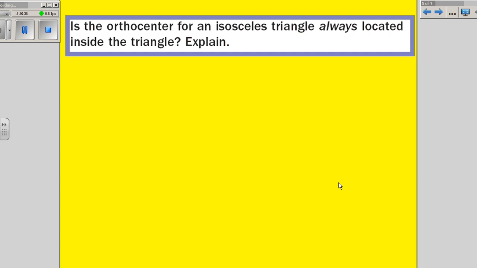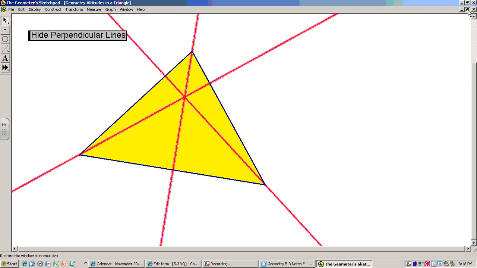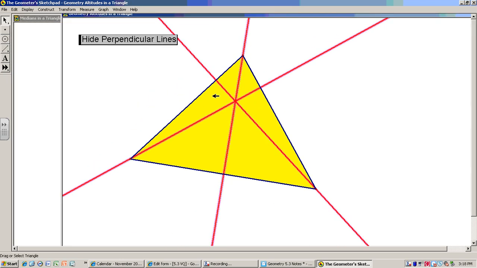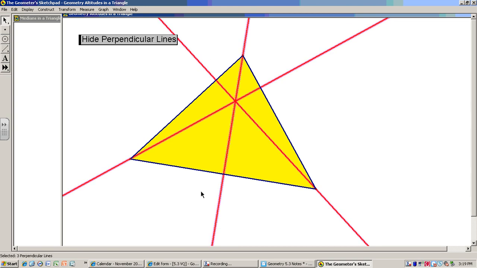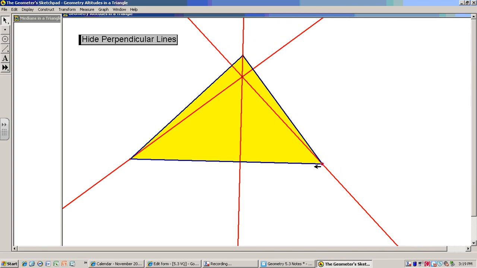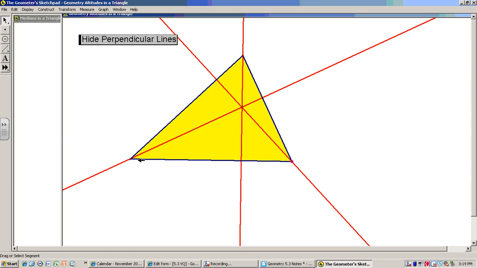So a problem that you might be asked to explain your answer to is: is the orthocenter for an isosceles triangle always located inside the triangle? Explain. Well, looking at the sketchpad activity for our altitudes of a triangle, I've drawn in these altitudes, so they're perpendicular to these opposite sides and so forth. And this intersection point in the center is going to be our orthocenter. Now, if we move our triangle around, we notice that the orthocenter isn't always going to be inside of the triangle. And to help us with that, we can measure these angles.